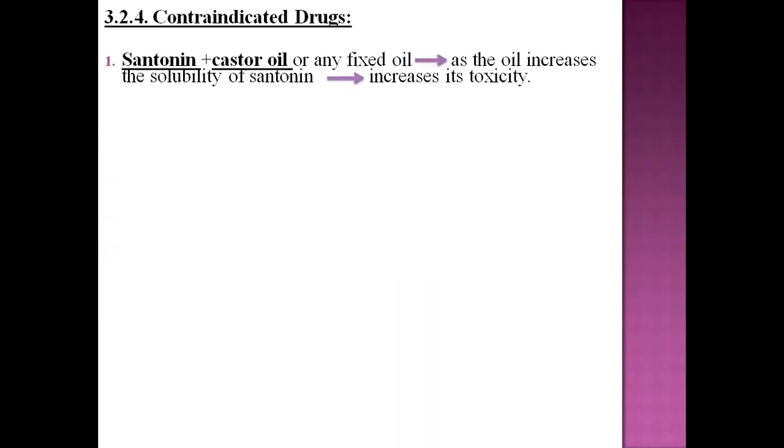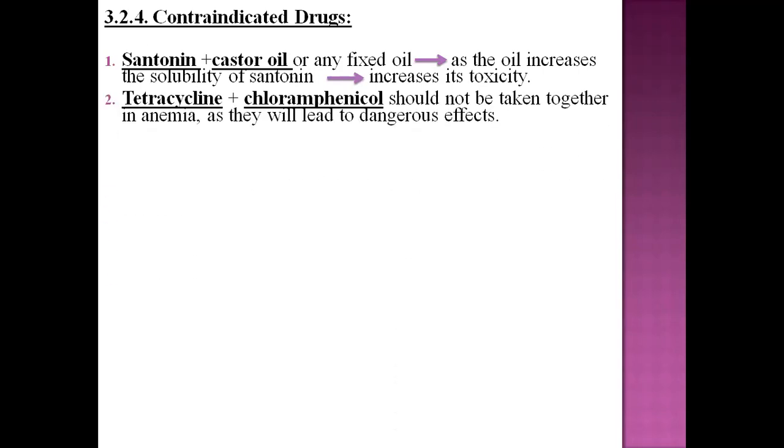The last type is contraindicated drugs. These drugs should not be prescribed together, and sometimes the physician doesn't know that. So, santonin with castor oil. Castor oil will increase the solubility of santonin, hence increase its toxicity. It's not allowed to prescribe santonin with castor oil. Tetracycline with chloramphenicol should not be taken together in anemia.